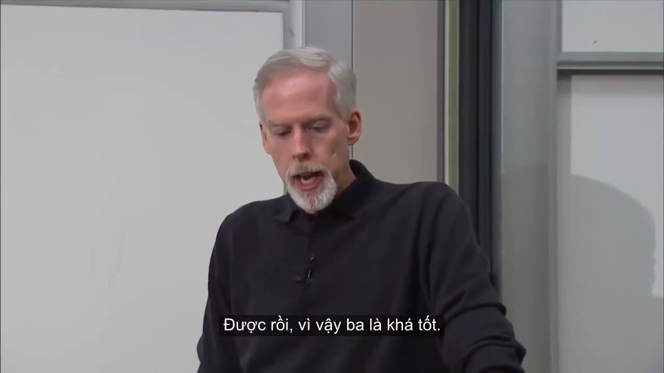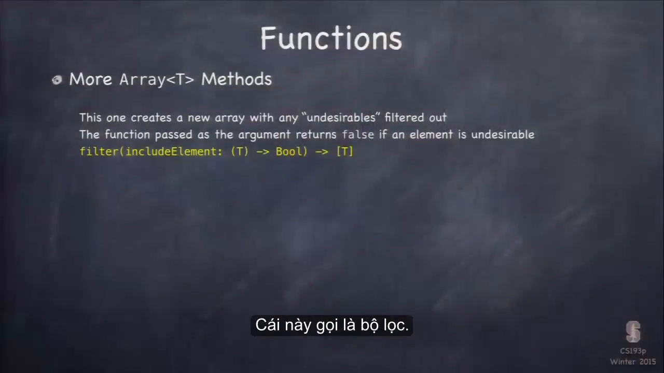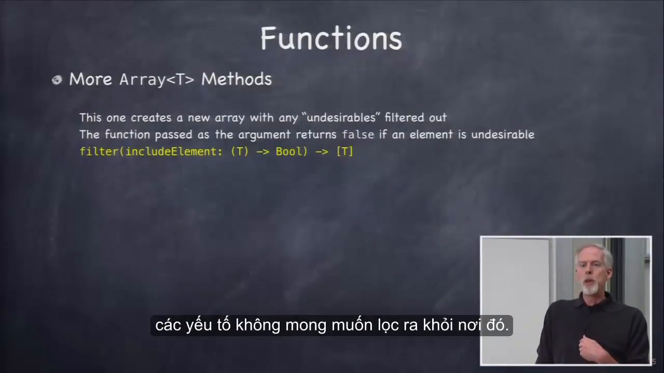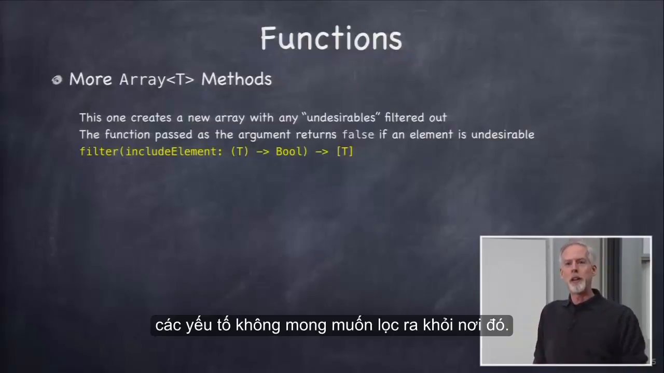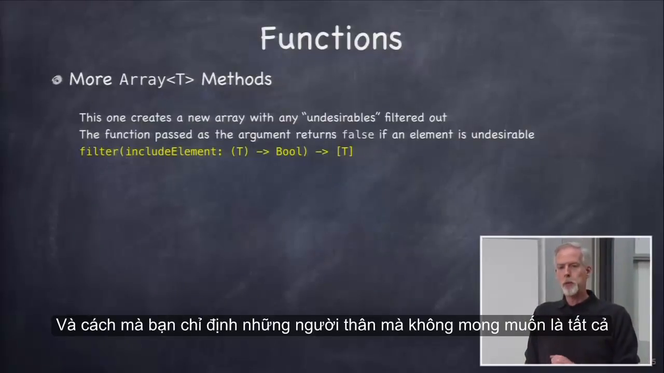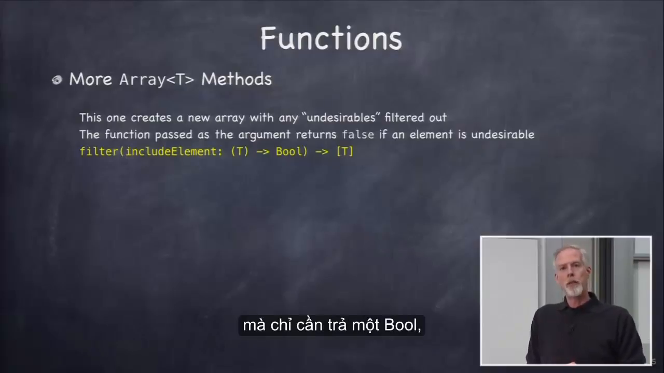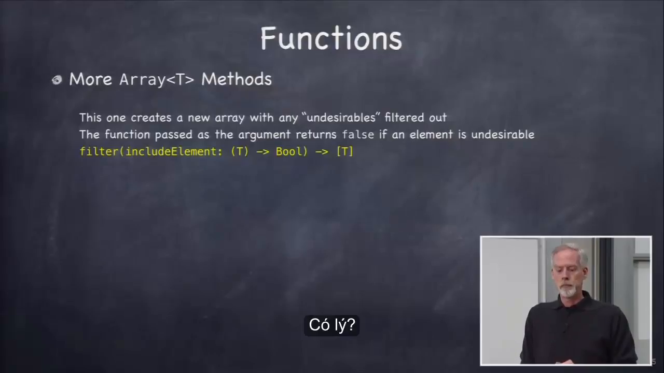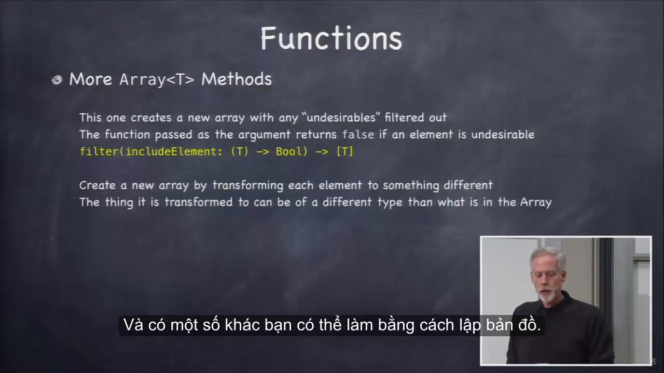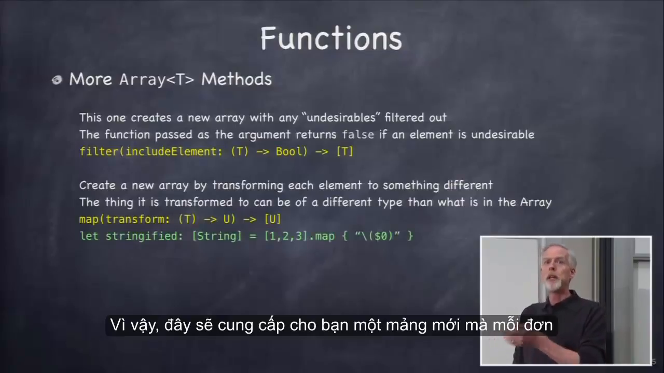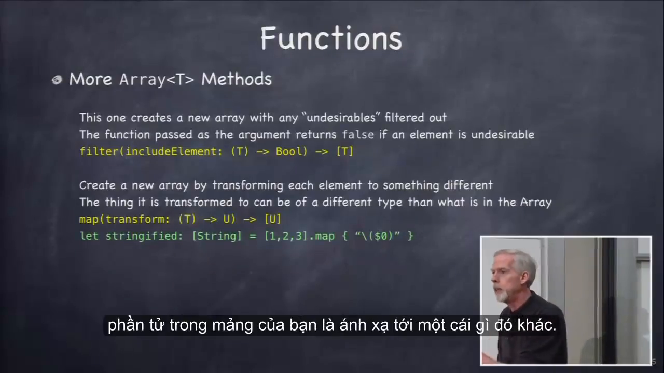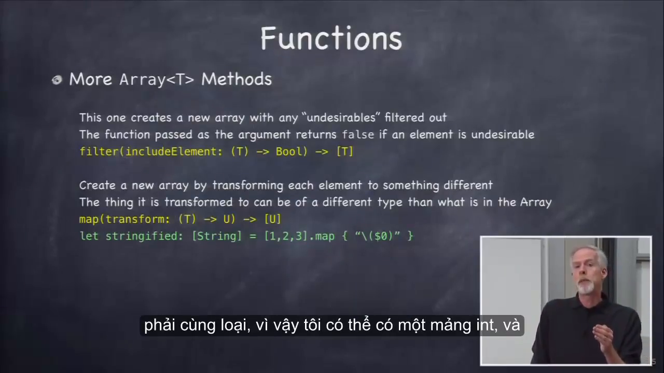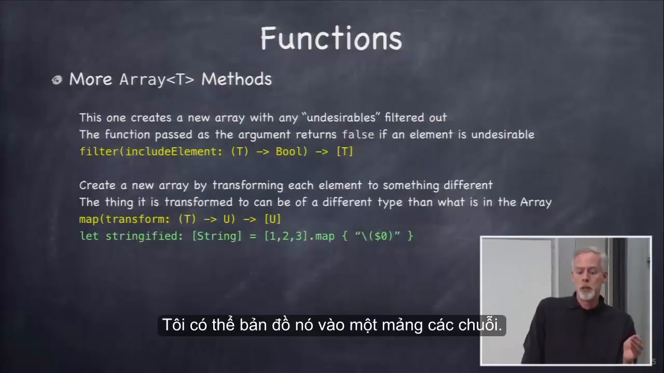More array methods. Okay, so these 3 are pretty cool. This one's called filter. So filter will give you a new array with all the undesirable elements filtered out of there. And the way you specify which ones are undesirable is with the argument, which is a function that just returns a bool, whether something's undesirable or not. Make sense? And there's another one you can do by mapping. So this will give you a new array where every single element in your array is mapped to something else. And the thing you map it to doesn't even have to be the same type. So I could have an array of ints, and I could map it to an array of strings.